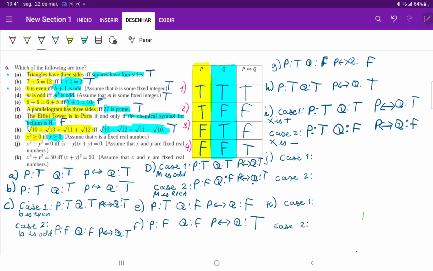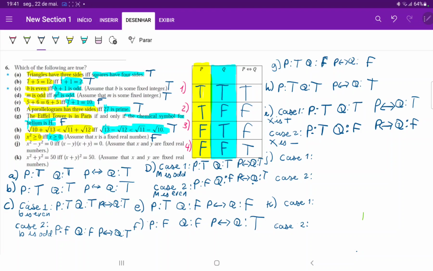So because we have both cases, and the biconditional is a promise, a promise that whenever P is true, Q is true, and also a promise that whenever Q is true, P is also true. Sometimes this promise will be broken, so we can't say that it is true because at some numbers, it is broken. So this ends up being false.